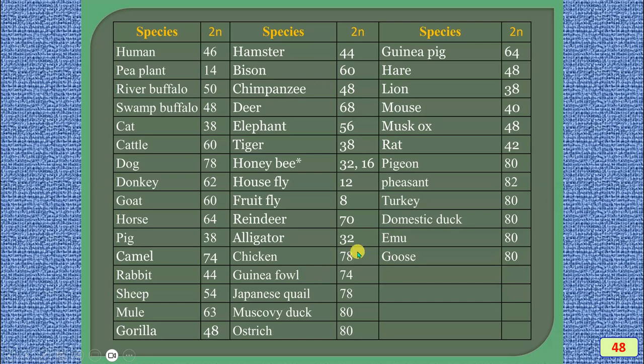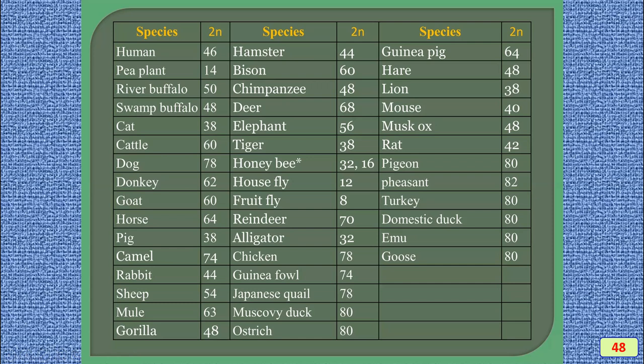Then horsefly 12, then fruit fly it's 8, then the alligator, it is 32 chromosomes present in every cell. And Japanese quail, it is 78. Chicken and Japanese quail have the same number of chromosomes. And the Muscovy duck, it is 80. So like this, it goes on, like the guinea pig, 64, hare, 48, lion, it is 38. Tiger and lion have the same number of chromosomes, but the crossing is not possible.